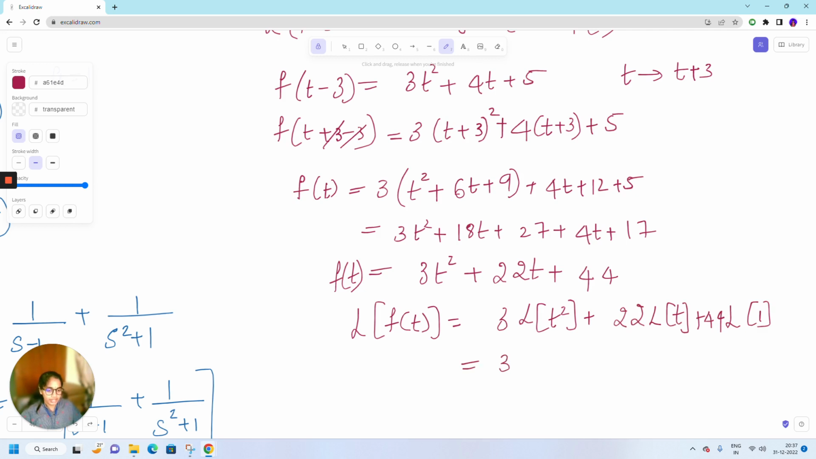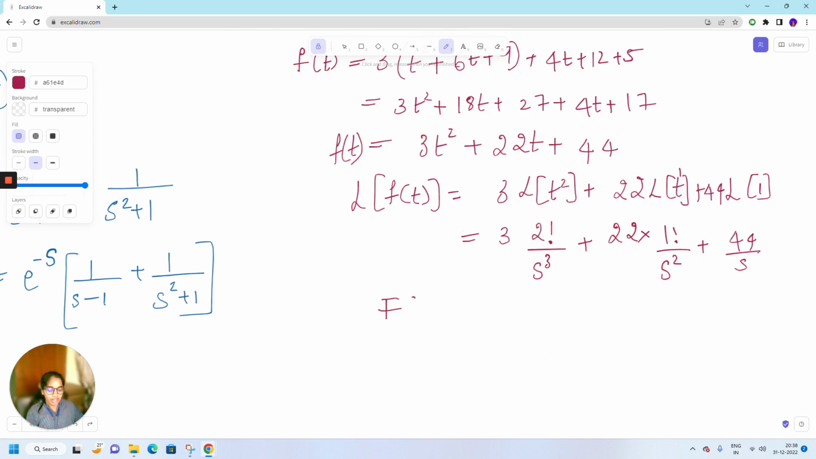Yes, what is the formula as I told you for the previous problem? That is Laplace of t power n is n factorial divided by s to the power n plus 1. That would be 3 times 2 factorial divided by s cube, plus 22 into, what do I have here? t to the power 1. So 1 factorial divided by s to the power 1 plus 1, that would be s square, plus 44 divided by s. What is this? This is our f of s. So 3 twos are 6 divided by s cube plus 22 divided by s square plus 44 divided by s.